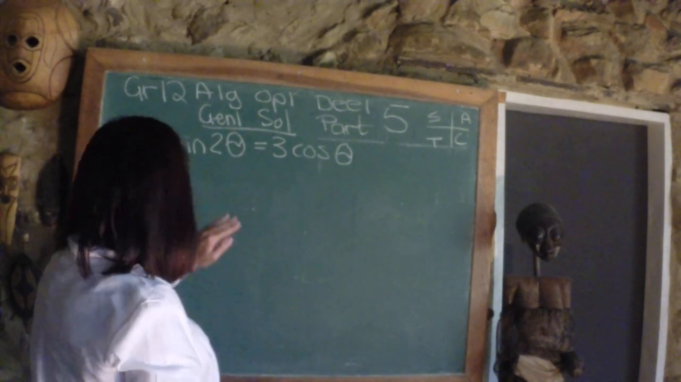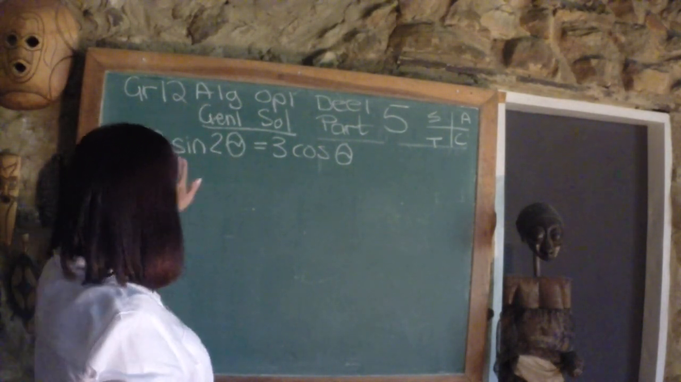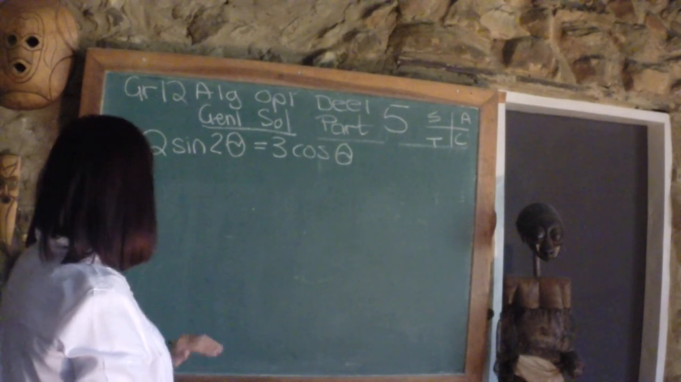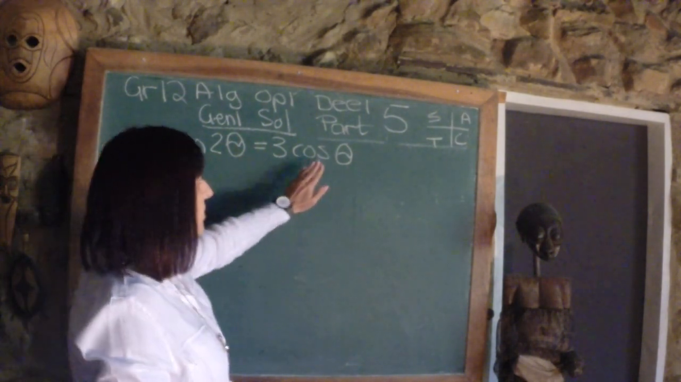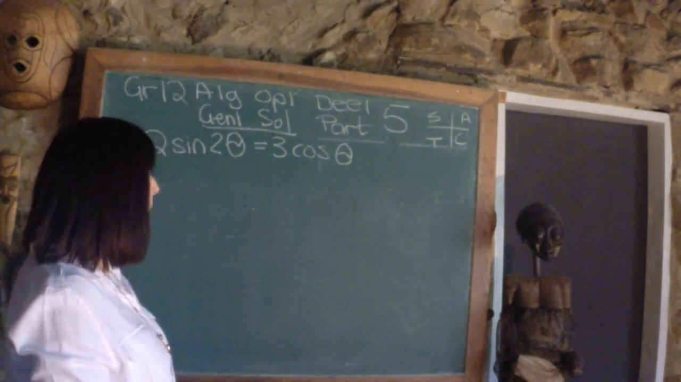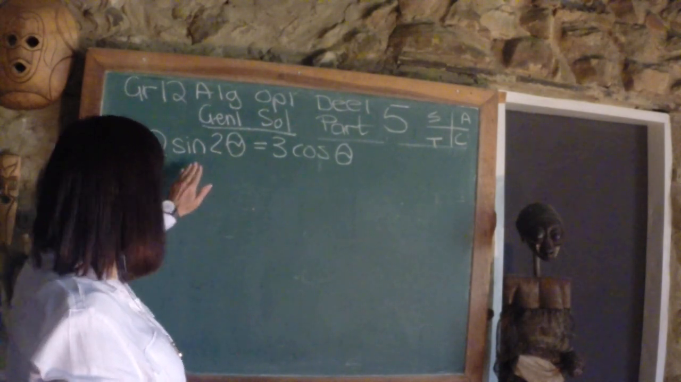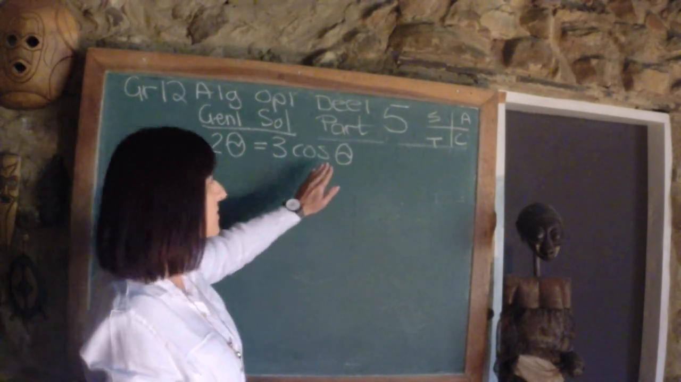Let's look at this example. Again, find the general solution. We've got a sin and a cos. And the problem is, we cannot divide with cosine on both sides.